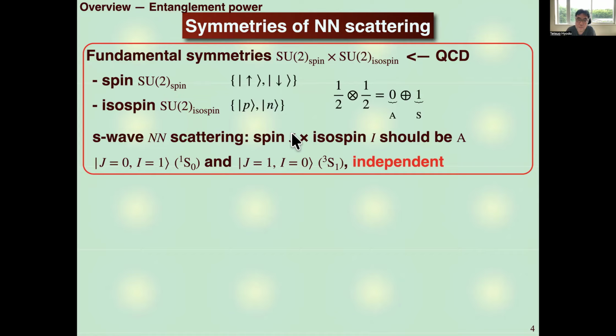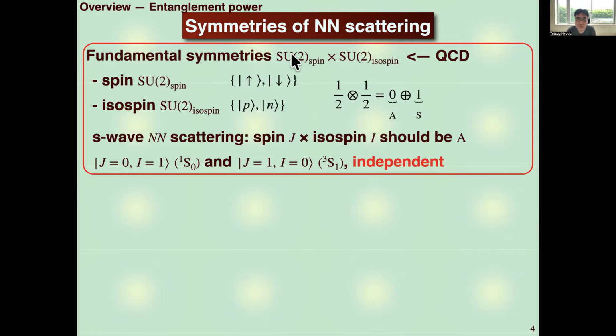Therefore, if you choose an anti-symmetric spin 0, then the isospin must be symmetric, namely you have to combine I equal 1. So J equals 0 and I equal 1 state, or in nuclear physics, it is called the singlet 1S0 component, is allowed. And also spin 1: if you choose the spin symmetric, then isospin must be anti-symmetric, isospin 0. This combination is known as the triplet 3S1 component.